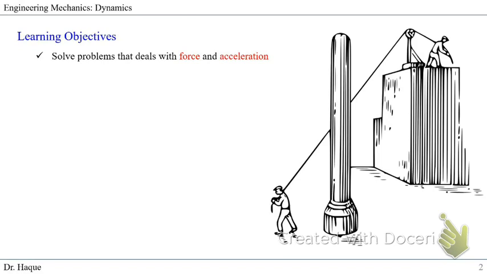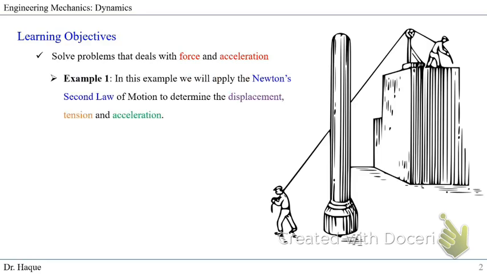So the learning objective is to solve problems that deal with force and acceleration. If the problem says that we need to work with force and acceleration, we know that we have to use Newton's second law of motion, and this problem will be on rectangular coordinates. So in this example, we'll apply Newton's second law of motion to determine displacement, tension, and acceleration.